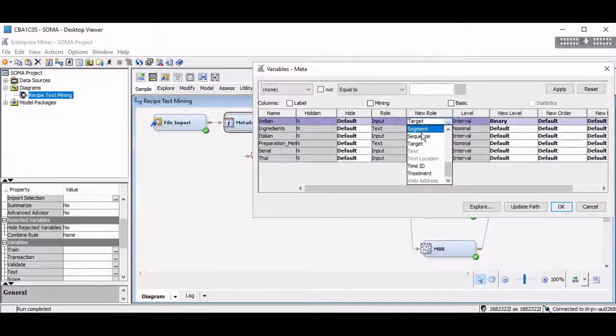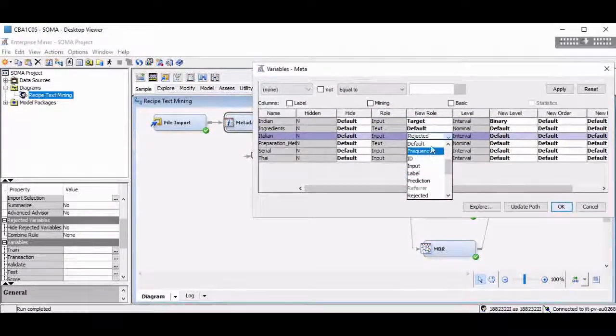Next, at the metadata node, I made Indian as my target variable and set it to binary. I chose ingredients and rejected preparation method.